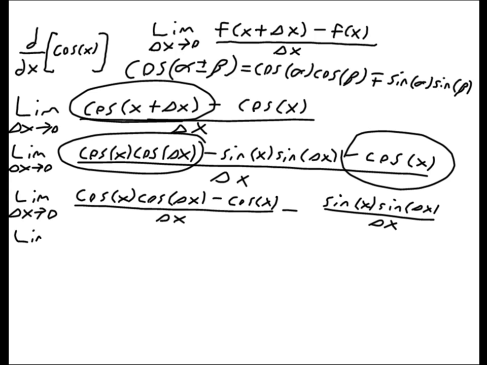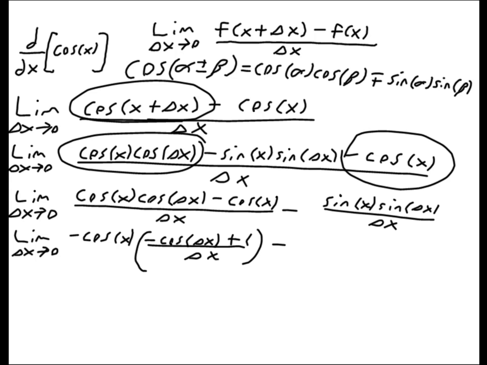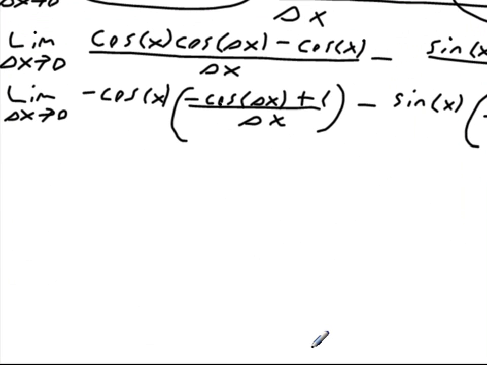Now from here, we'll factor out some terms and it should begin to look pretty familiar for you. So we get the limit as delta x approaches 0. On our first term, we'll factor out a negative cosine of x. When we do that, we're left with negative cosine delta x plus 1 over delta x. On our second term, we'll factor out simply the sine of x, and we're left with the sine of delta x over delta x.